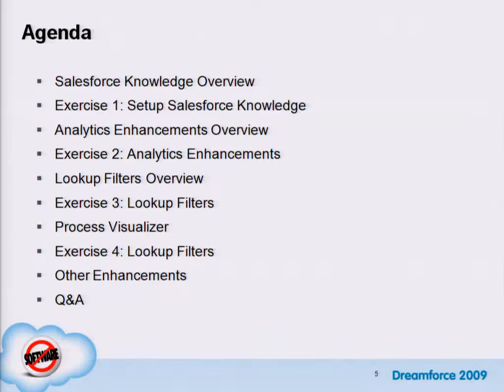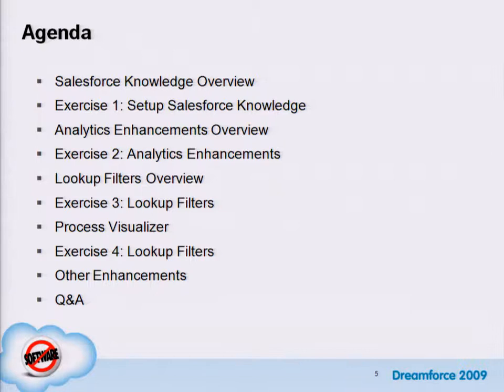Oftentimes when people go to create a case or a contact, they go to look up an account and they might choose an inactive account, or an account that doesn't match. Well, we can now set up lookup filters, so you can control which parent records people associate with the child record or related record. So we'll look at lookup filters, and then the next step is the process visualizer.